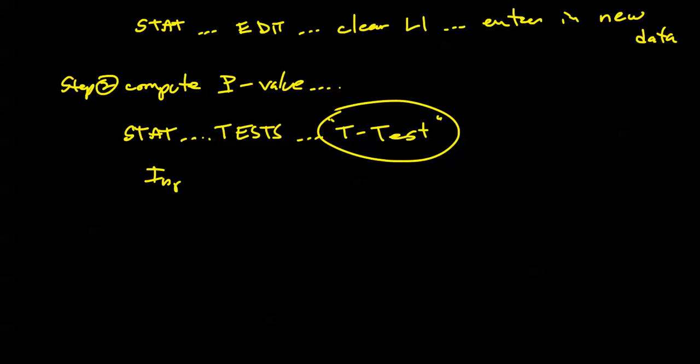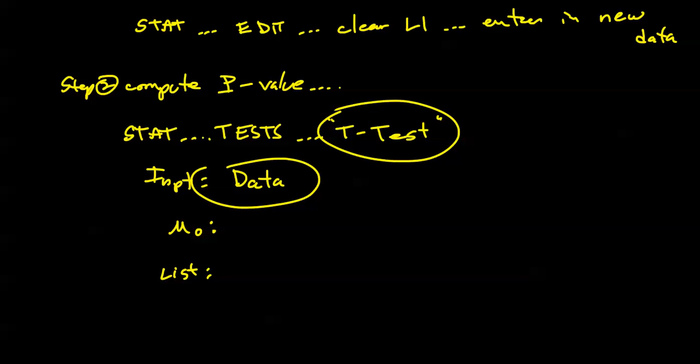Alright, you're prompted for some things just like you were for the one prop z-test operator. Is your input going to be in data mode? Yes, it is. So be sure to highlight and select data mode, and you'll see then the calculator prompts us for some things. Alright, so let's enter them here.